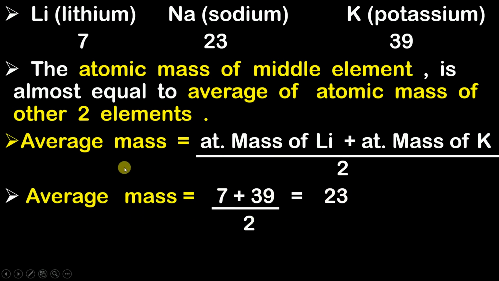Now the average of the atomic masses of lithium and potassium has come out to be 23, and this 23, guys, is the atomic mass of sodium. Now read this statement again.